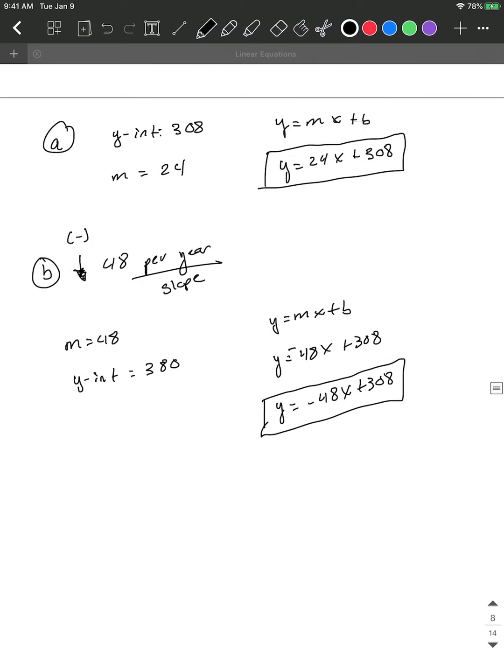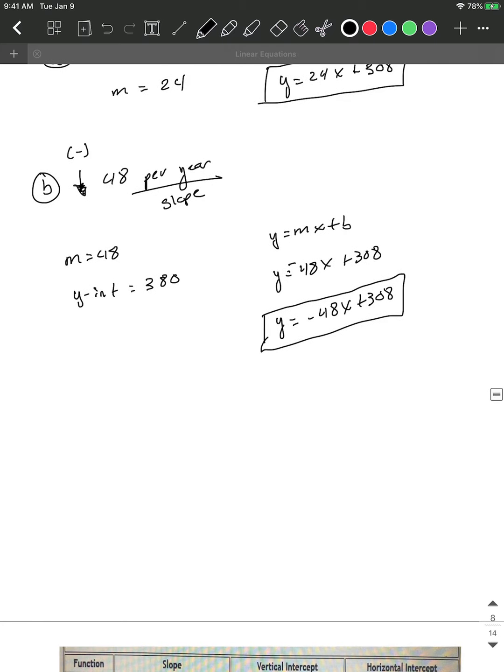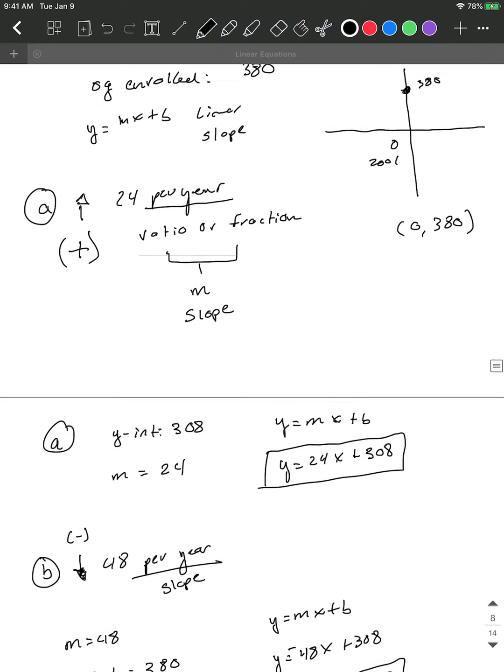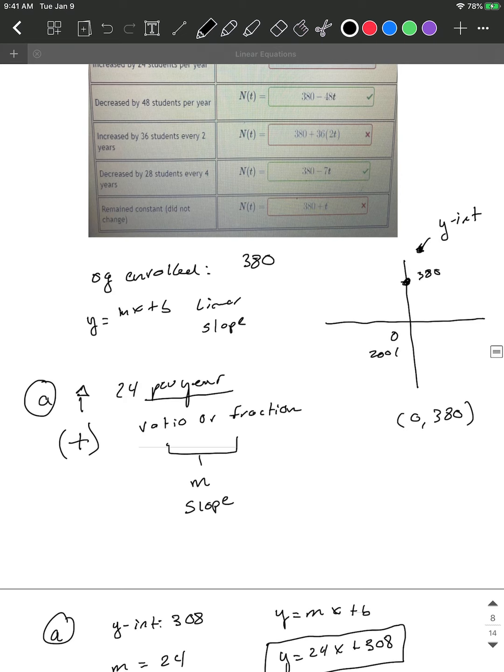Nah, I honestly forgot. So then we got C. We're going to be looking at C now. So question C tells us that it's increased by 36 students every 2 years. Okay, so this question's a little different now. It says increased by 36 students every 2 years.